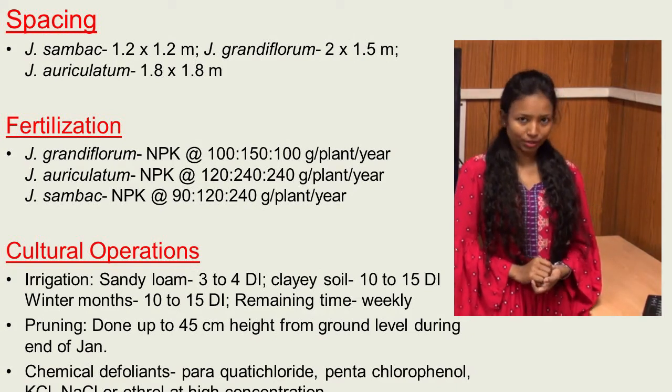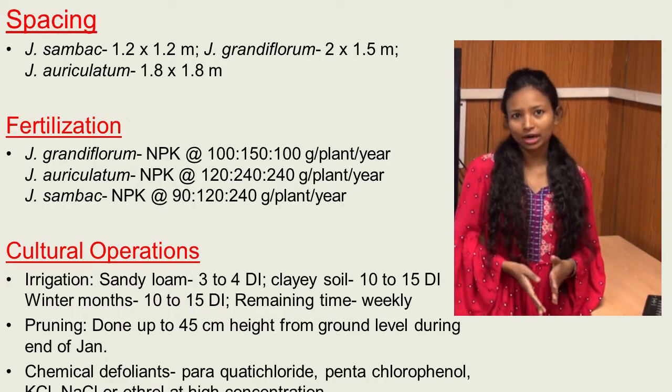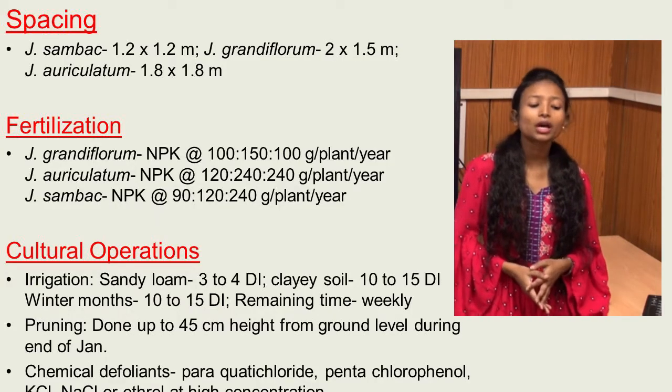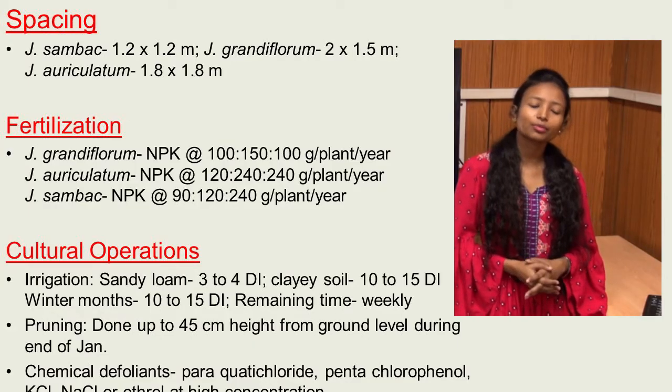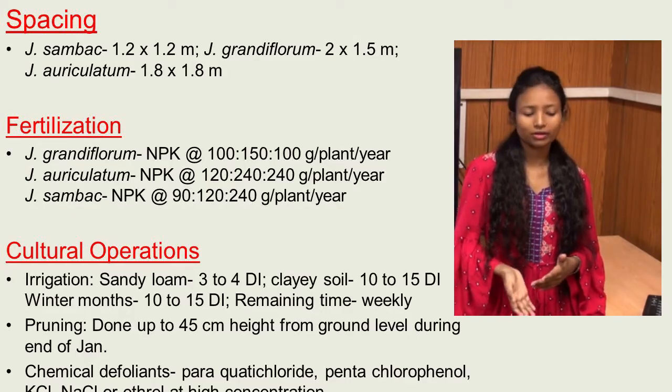Pruning is an important operation in jasmine, which is done mainly to remove the dead and dried parts of the leaves and also the old growth. It is done up to 45 centimeter height from the ground, and mainly during the end of the January month.